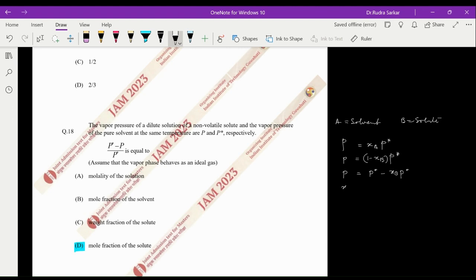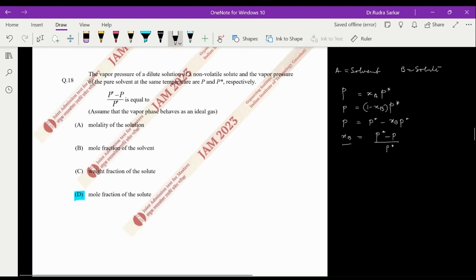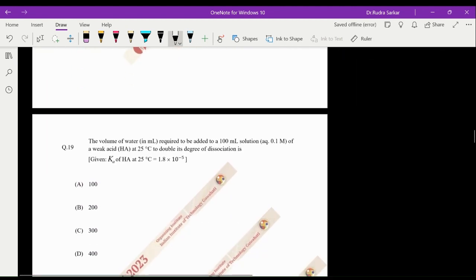or we can write xi B equals (P star minus P) by P star. So we can see that (P star minus P) by P star is equal to the mole fraction of the solute, that means XB. So D is the correct answer over here.